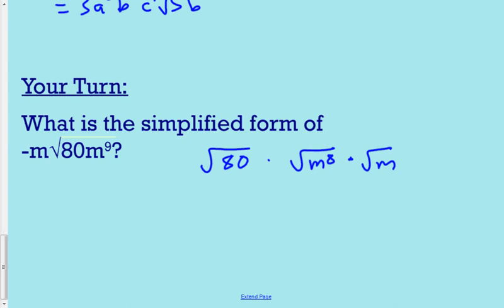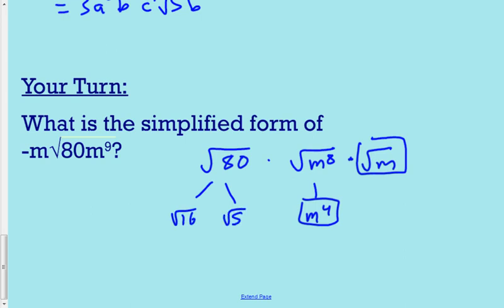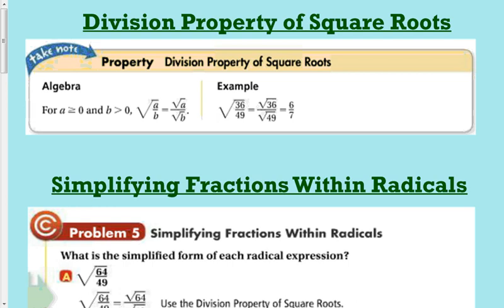I know the square root of m to the eighth is going to be just m to the fourth. M to the fourth times m to the fourth would be m to the eighth. So we're left with this. That can't go any farther. This can't go any farther. And now I can break down the 80, and we did that already. It's the square root of 16 and the square root of 5. That's prime. The square root of 16 is going to be 4. So the ones that are on the outside and stay on the outside would be this one and this one. So I have 4. Sorry about that.